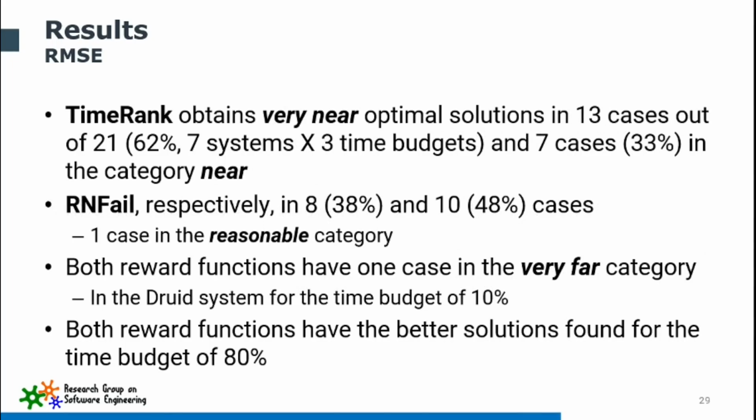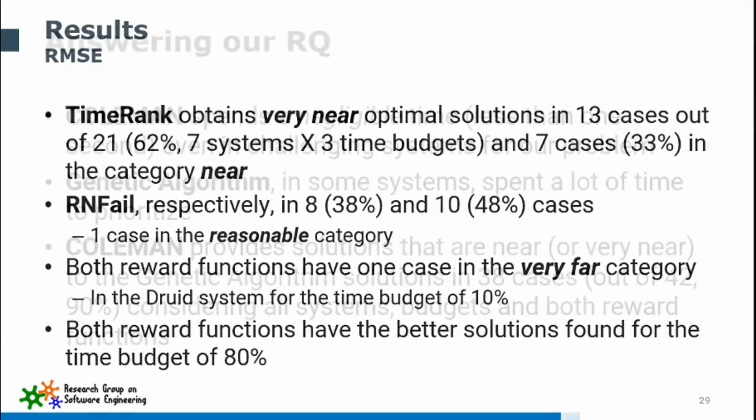Based on the RMSE scale of magnitude, we identified that time rank obtains very near optimal solutions in 13 cases out of 21, and 7 cases in the category near, while RMSE respectively in 8 and 10 cases, and 1 case in the reasonable category. Both reward functions have 1 case in the very far category, in the Druid system for the time budget of 10%. The best solutions found by both reward functions are for the time budget of 8%.